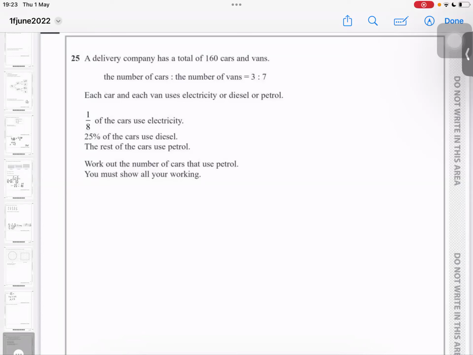We need to find out how many cars we have from the start. So, how do you think we're going to do that? Any ideas? 160. Any idea? 160 divided by... Yes, 160. 160 what? What did you say? I heard you say 160. I didn't hear the rest. 160 divided by 10.